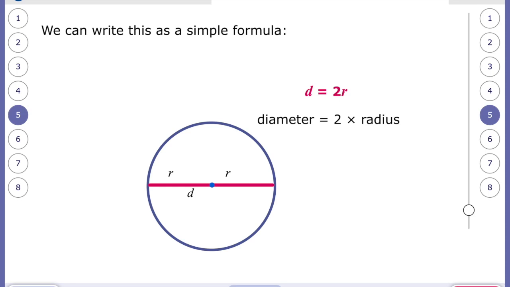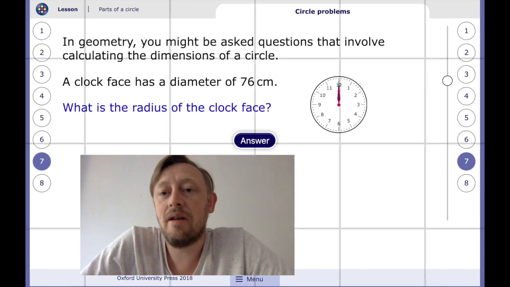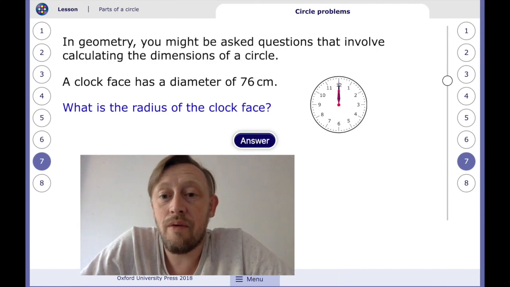So if the radius is 20 centimetres, it would be 2 times 20, the diameter would be 40. And if we know the radius of a circle, we can use this formula to work out the diameter. So you might be asked questions in geometry about this sort of thing, different things to do with circles and so on and so forth.